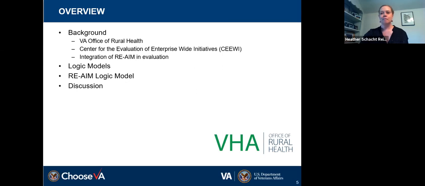I'm going to give a little background and probably spend more time on the background than I potentially normally would, since we really want to get into logic models. But I think it provides really good context for why we developed the logic model in the way that we did. So I want to provide that background. Just a little bit about logic models generally, and then specifically get into what we call the RE-AIM logic model.